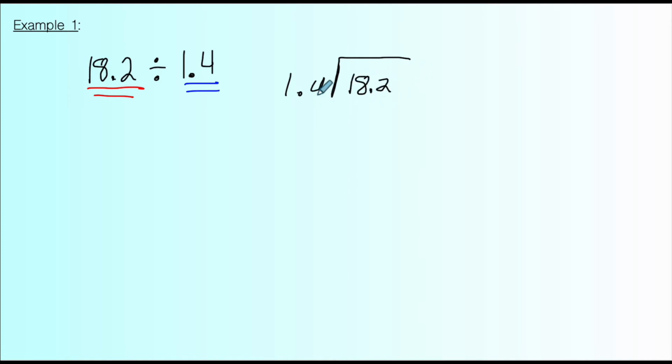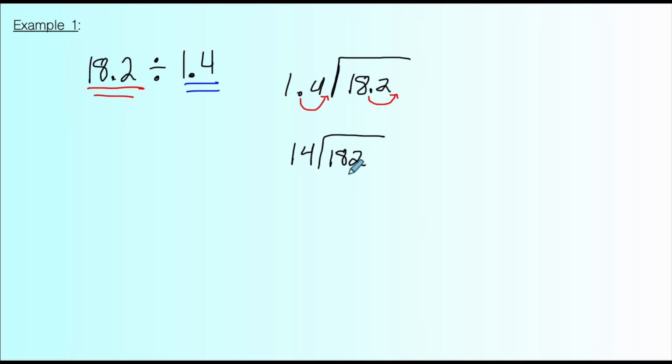18.2 divided by 1.4. Now, instantly you should recognize that on the outside number, your divisor, it's not a whole number and we need it to be. So we're going to move the decimal over one place, which means I also have to move the decimal over one place here. And so it's a little cleaner, I'm just going to rewrite my problem. So now I've got 14 as my divisor and 182 as my dividend. And now I can divide as I normally would.